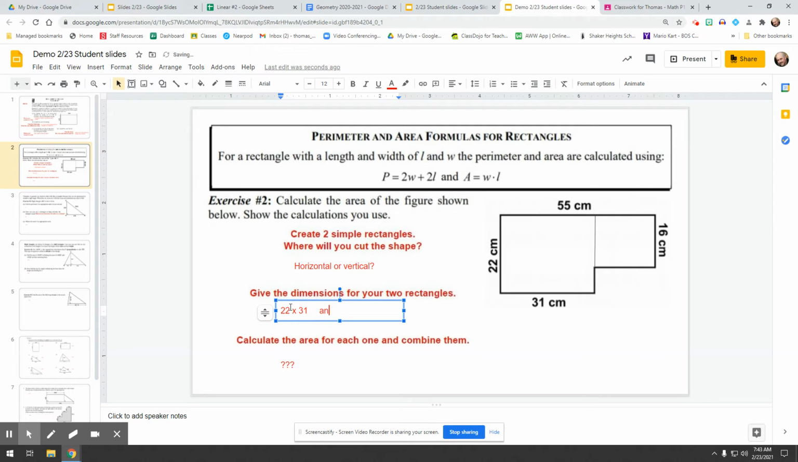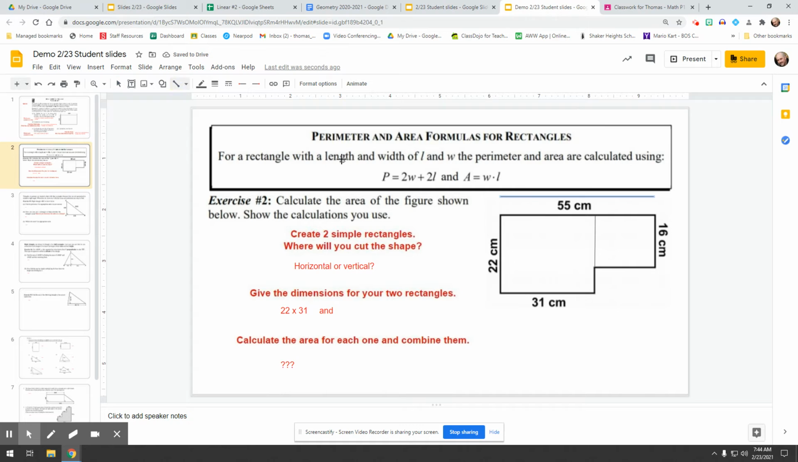And the other one is a little bit trickier. We know that this side is 16, but this side right here doesn't have a label on it. So that makes it a little bit more challenging. But you do have all the information you need because you know that the length from one side to the other is 55.